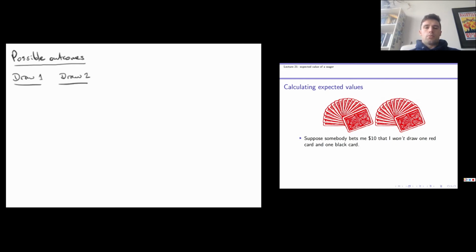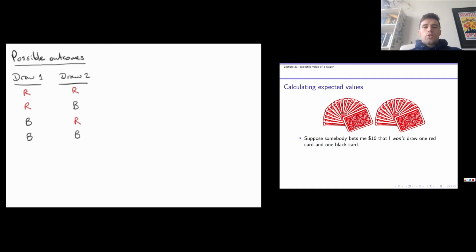So there are four possible outcomes of drawing cards. The first outcome is that we draw a red card from the first deck and a red card from the second deck. R stands for red here. The second outcome is that we draw a red card from the first deck and a black card from the second deck, and here B stands for black. The third possibility is that we draw a black card from the first deck and a red card from the second deck. And the fourth possibility is that we draw a black card from the first deck and a black card from the second deck.